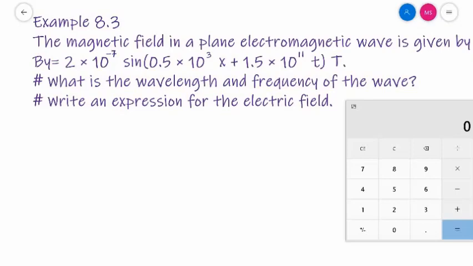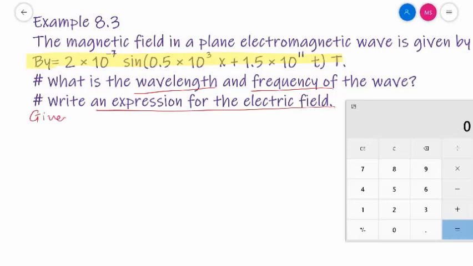So in this example, the equation of magnetic field is given to us, and we need to find the value of wavelength as well as frequency. Not only this, we have to find the expression for electric field also. So as usual, let us start by making a list of given data. So in this example, what is given?